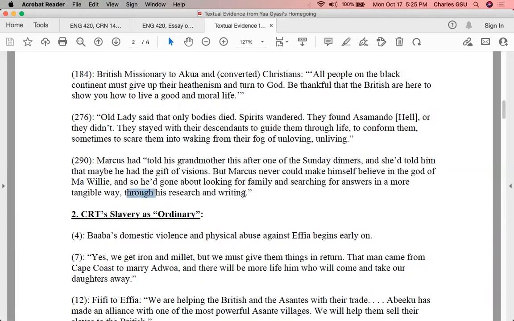research and writing. And we learned that Marcus is earning a PhD at Stanford, I believe, in sociology, right? So he's become secular. So toward the end of the novel, religion, both the ancestral tribal religions of Africa, but also Christianity, are becoming less and less important to the younger characters in the novel.